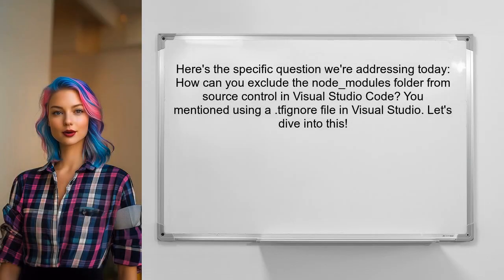So here's the specific question we're addressing today. How can you exclude the Node Modules folder from source control in Visual Studio Code? You mentioned using a .tignor file in Visual Studio, but you're wondering how to achieve the same in VS Code.